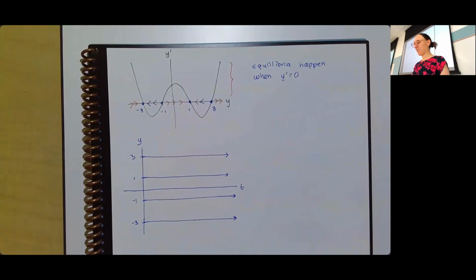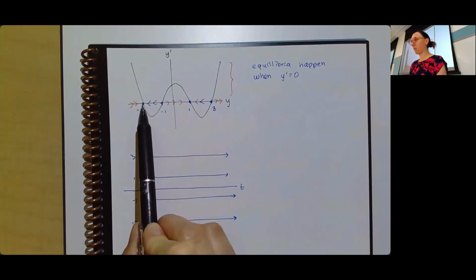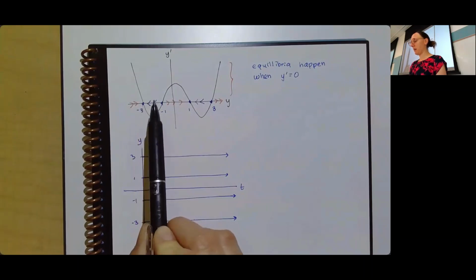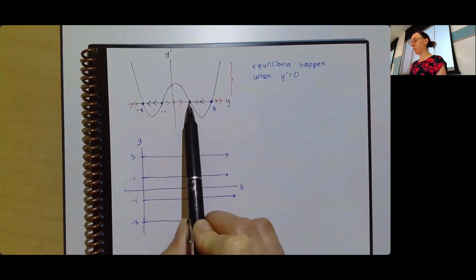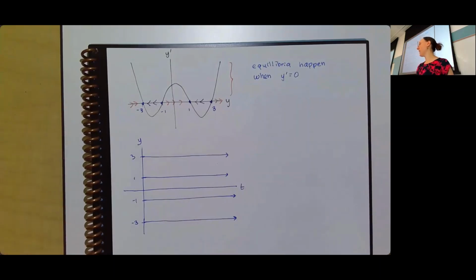So if I look at this, -3 should be stable equilibrium, unstable, stable, unstable. Well, now let's move down to what our graph's going to look like down here.